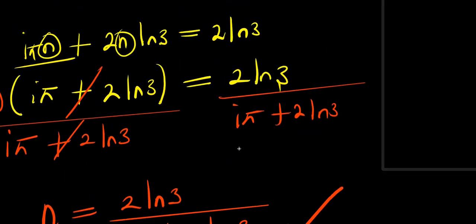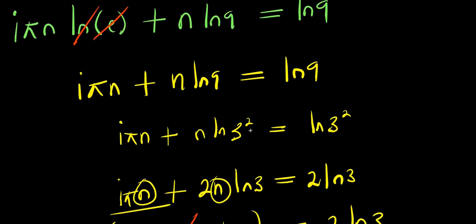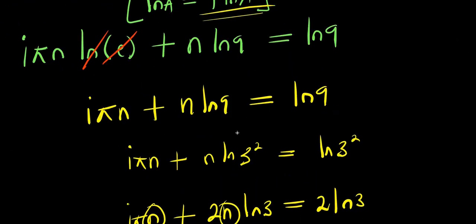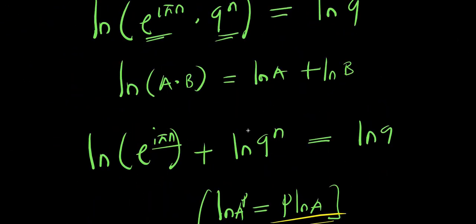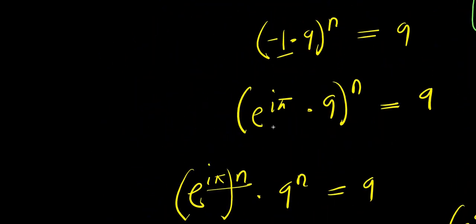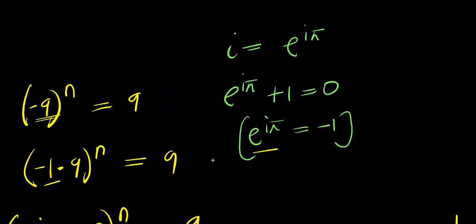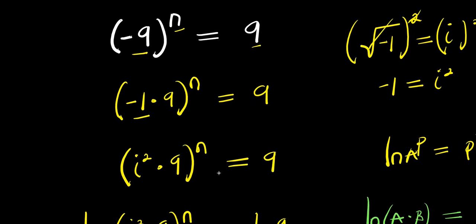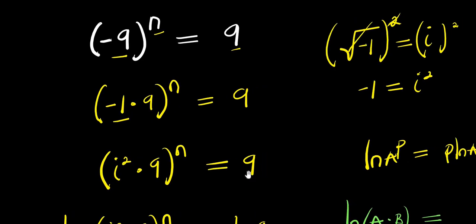So we have made use of when negative 1 equals i power 2, and also we have made use of when negative 1 equals e power i times pi. So guys, any of these ways is what you can use to solve this exponential problem.